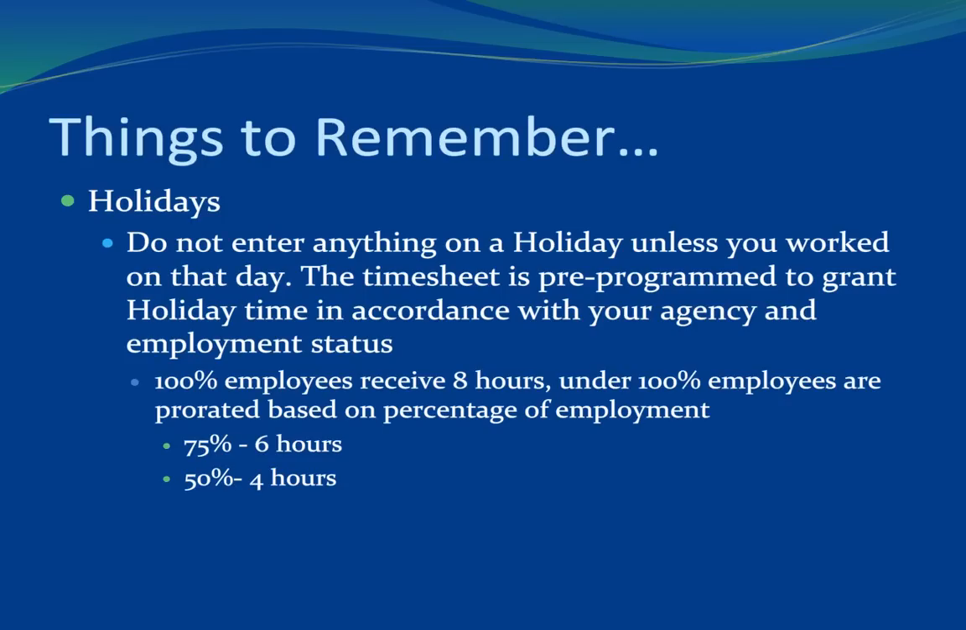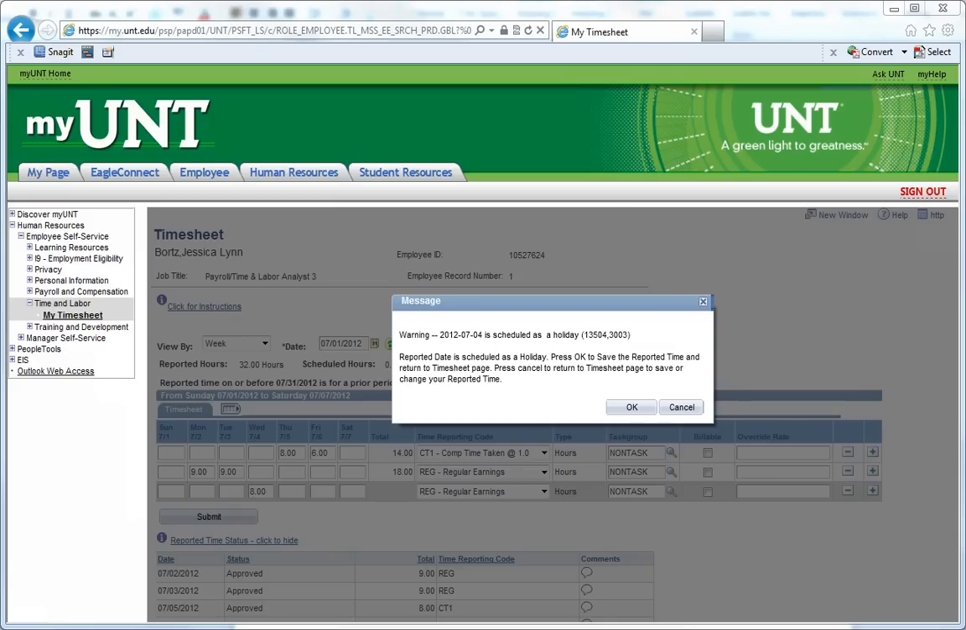For holidays, leave that date blank in the timesheet. EIS is programmed to know which days are holidays, and you will receive an amount of holiday hours in accordance with your employment status percentage. If you accidentally enter time on a holiday, the timesheet will give you a warning. This is not an error message, just a warning.